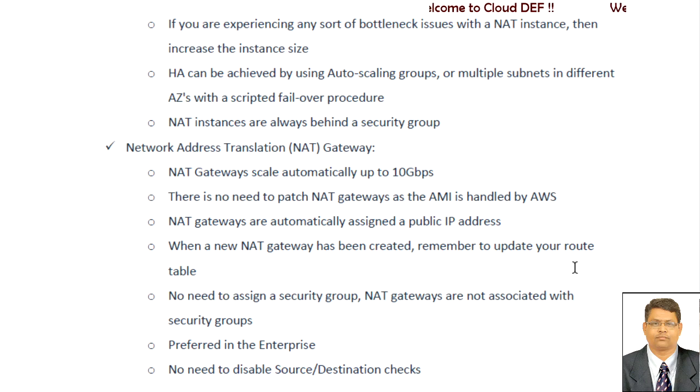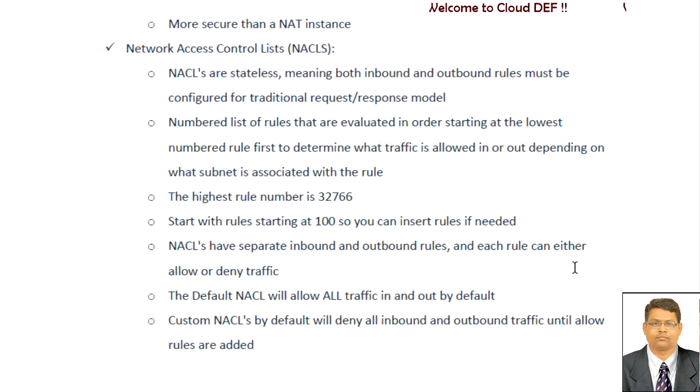Network address translation, NAT, gateway. NAT gateways scale automatically up to 10 Gbps. There is no need to patch NAT gateways as the AMI is handled by AWS. NAT gateways are automatically assigned a public IP address. When a new NAT gateway has been created, remember to update your route table. No need to assign a security group. NAT gateways are not associated with security groups. Preferred in the enterprise. No need to disable source/destination checks. More secure than a NAT instance.